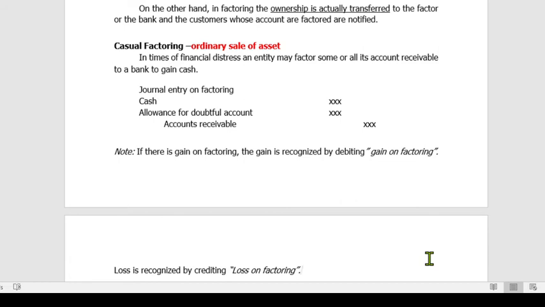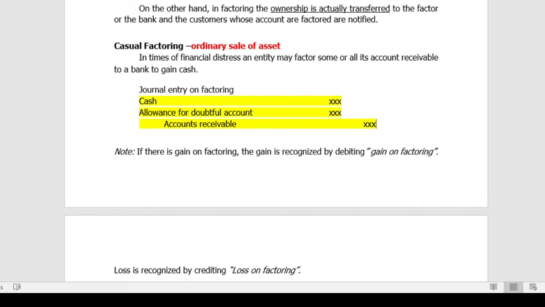Next, essentially, itong casual factoring, this is just an ordinary sale of an asset. So parang nagbenta ka lang ng receivable mo. So how do you recognize yung pag nagbenta ka ng receivable? Ganyan lang ang journal entry on recording the financial assets. You just have to compute for the book value of your receivable. Paano ba mag-compute ng book value ng receivable? Edi yung accounts receivable balance minus the allowance for doubtful accounts is your book value of your receivables compared to the proceeds kung magkano mo siya ibebenta.